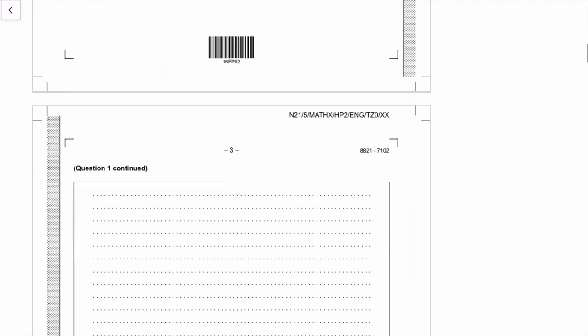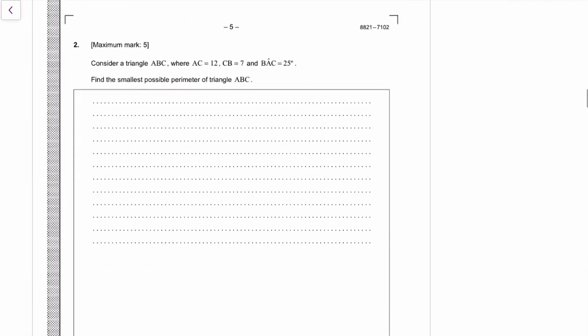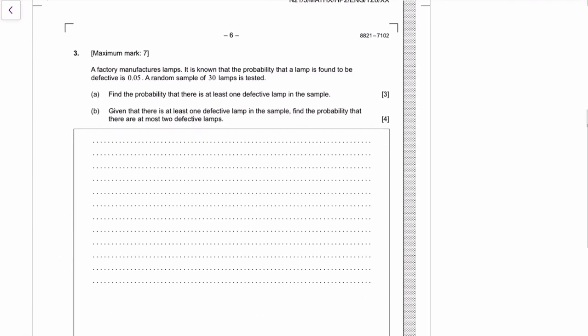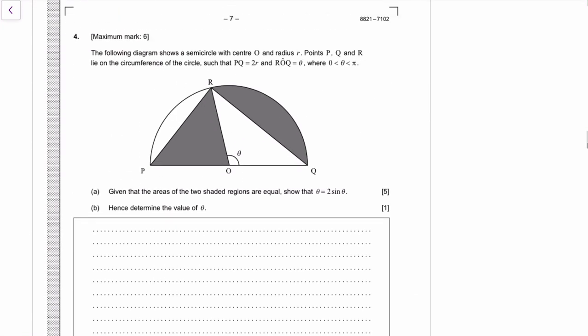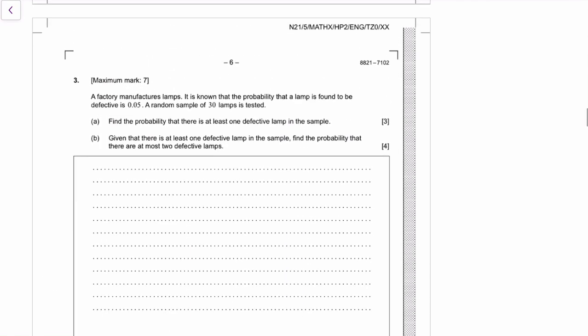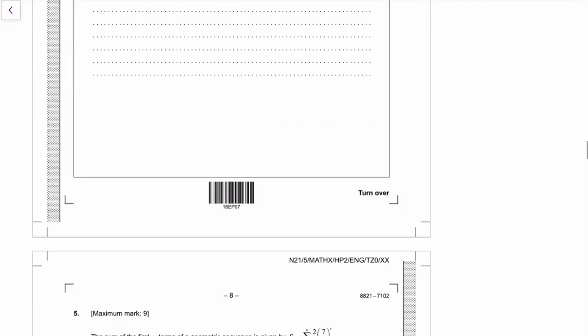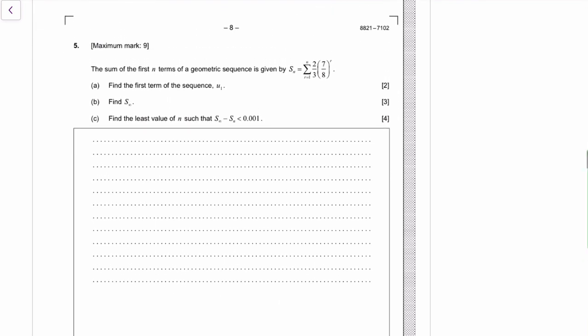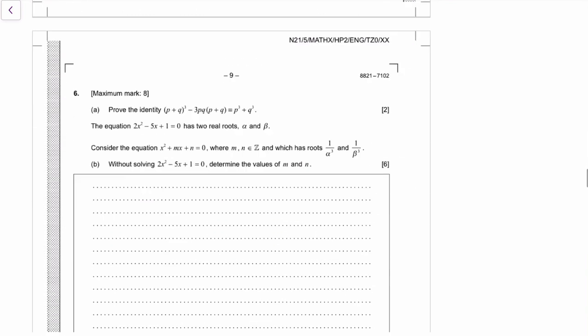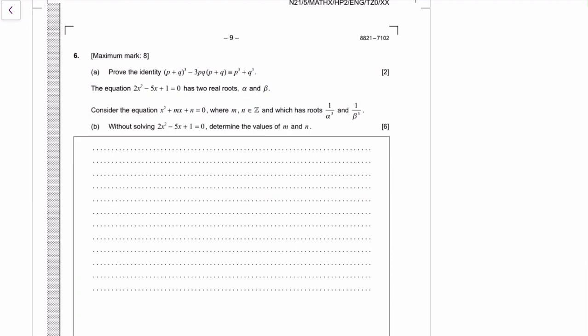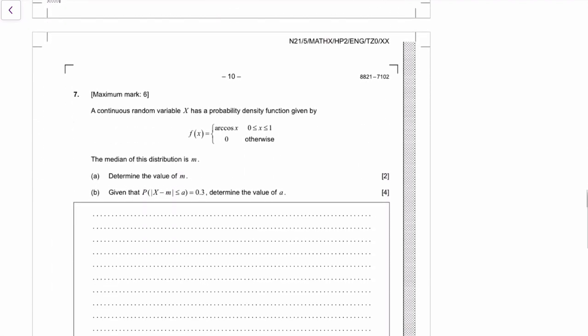Question one, question two, question three, question four. I believe the first four are shared with SL. Question five is also shared with SL. Question six is not. Question seven.